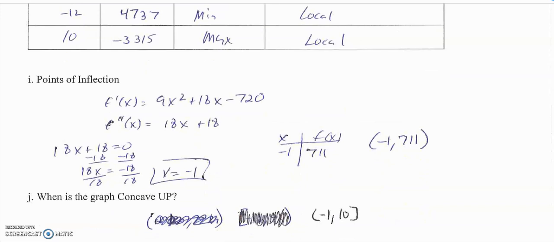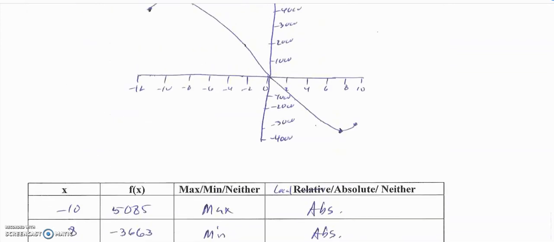To find points of inflection, you take the second derivative. So remember, the first derivative is 9x squared plus 18x minus 720. The derivative of 9x squared is 18x. Derivative of 18x is 18. Derivative of negative 720 is 0. Then we set 18x plus 18, the second derivative, equal to 0. Subtract 18 from both sides. 18x equals negative 18. Divide both sides by 18. X equals negative 1. We take negative 1, plug it into the original function, we get 711. So we have an inflection point at negative 1, 711.